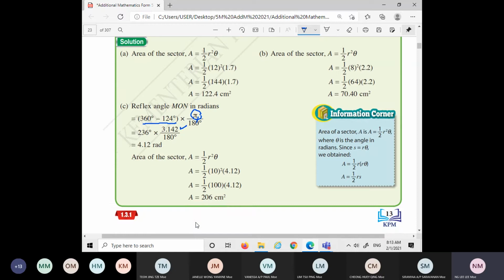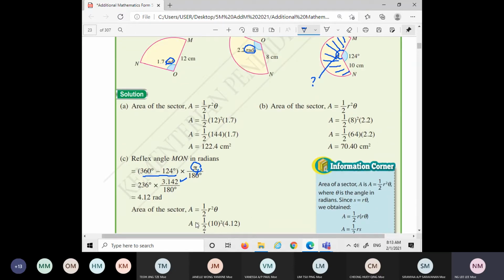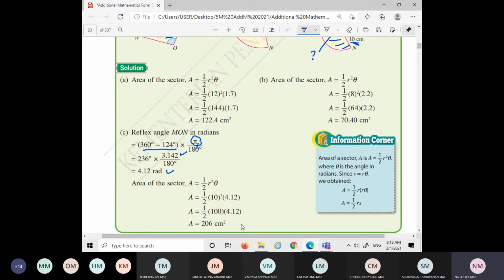Same formula, half r squared theta. The r here is 10, 10 as radius. And the theta, as per your calculation here, is 4.12, so you plug in 4.12. Then you press the calculator and you will get the answer. So far, any questions?